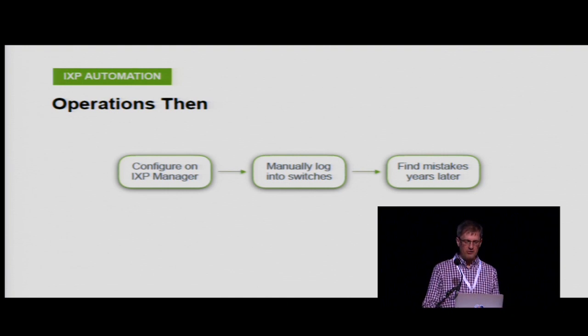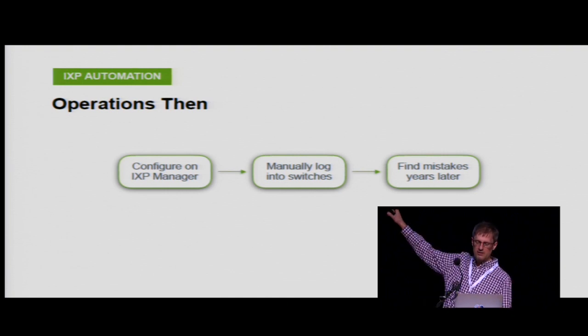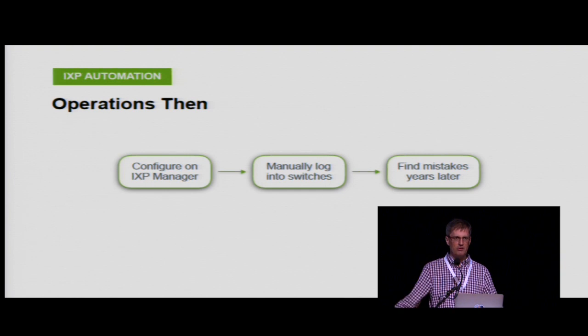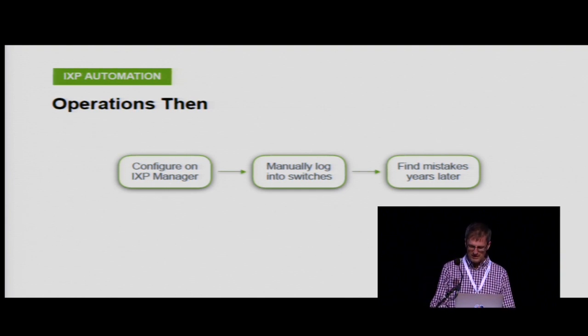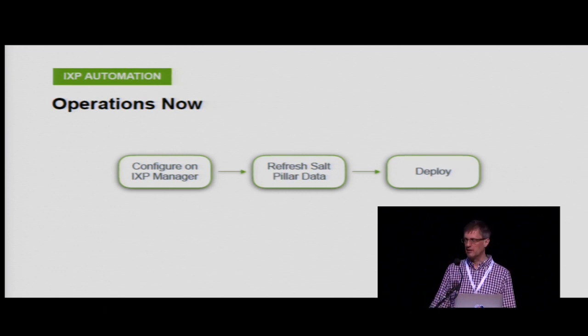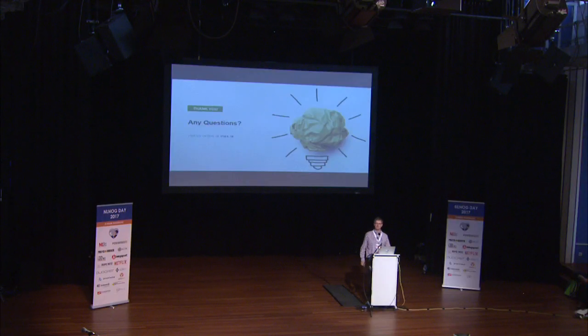Okay, so there we go. This is how it was. Configure, manually log into switches, and then years later you find configuration mistakes, and you think, how the hell did the network work like that? Now it's configure up, refresh the pillar data, and deploy, and it's wonderful.